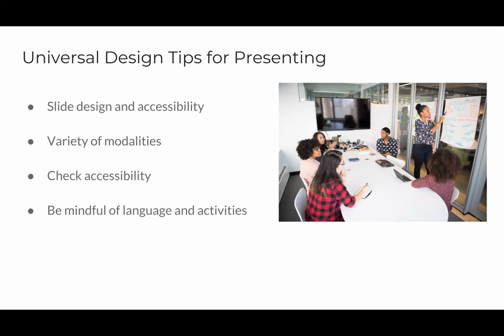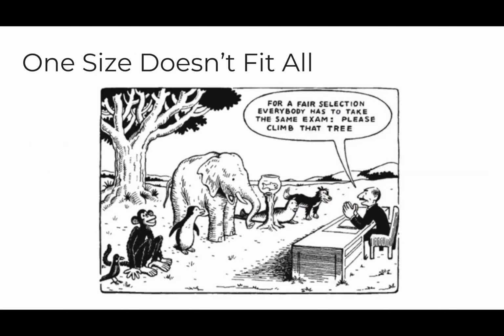We can also be mindful of the activities we have people do during our presentations and the language we use to describe them. So for example, asking people to stand up and find a partner to work with might pose an unnecessary challenge for people with mobility differences. So we can also include a variety of activities that would work for a variety of audiences and to accommodate a variety of learning styles.